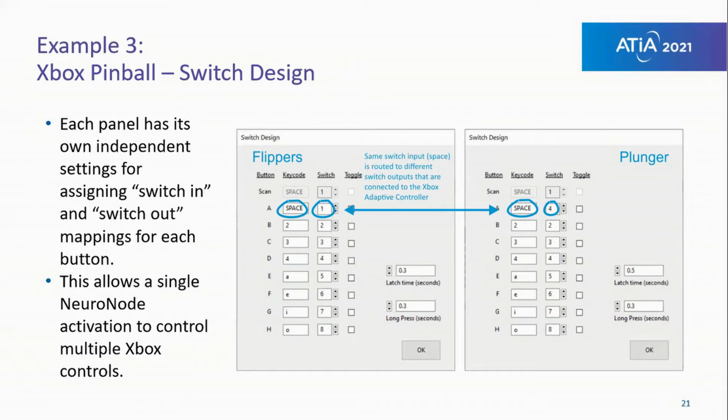And you'll notice that the switch design, each panel has its own switch design panel. So that's how you can get the complexity that you need to be able to map one activation from the NeuroNode or from your Jelly Bean switch into multiple controls of an Xbox or whatever device you're controlling.